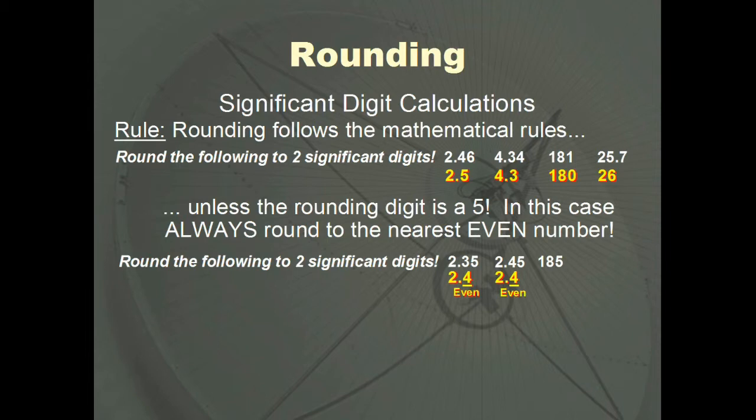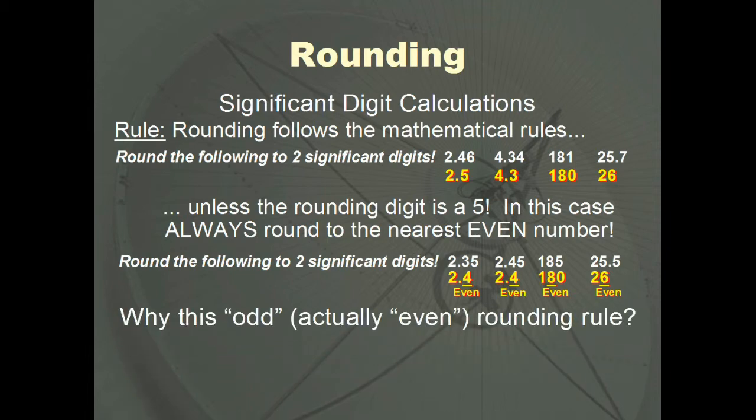What about 185? Again, if I rounded this one up, I would come up with 190, and that would be uneven. However, rounding down 180 gives me an even number for my rounding. What about 25.5? Again, where's the next even number? In this case, it's up, my 26, and the 6 would be even. Now, why this odd, well, actually even rounding rule when we're dealing with significant digits and in calculations?